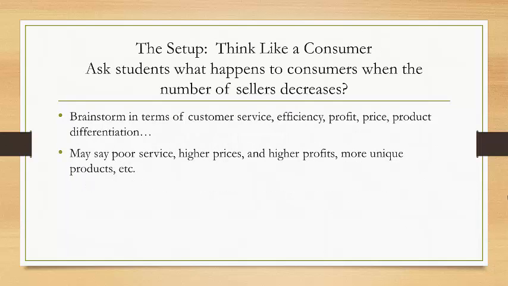After you have discussed supply and demand with students and played the classroom market and oil simulation, or cocoa or wheat, ask students to think like a consumer and brainstorm what happens to consumers when the number of sellers decreases. Prompt them if needed by providing hints such as, what about customer service, efficiency, etc.? Likely answers: the remaining producers will act like the stereotypical cable company or the Department of Motor Vehicles.